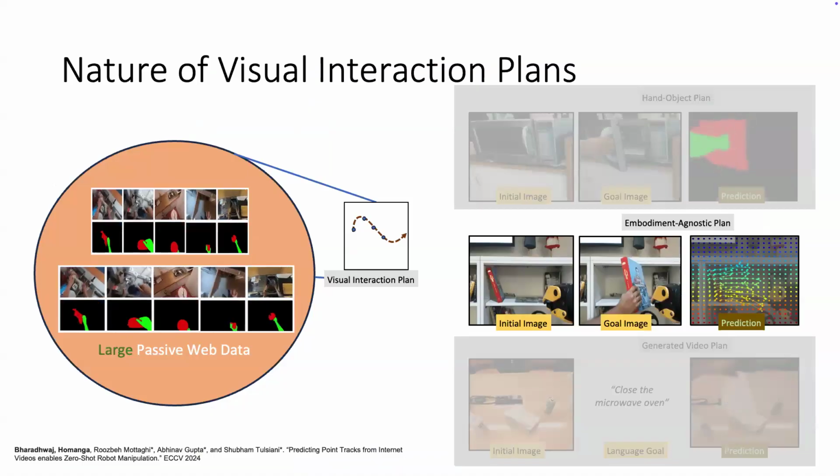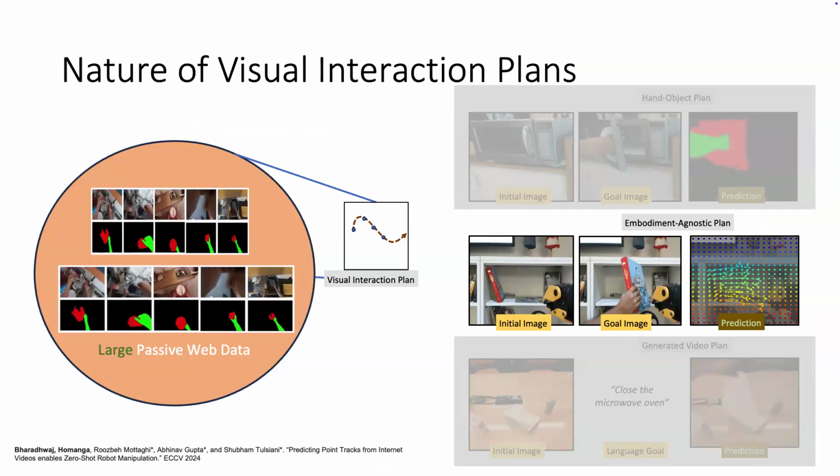Okay, so that was the first part, where we were using segmentation as a way to build the visual interaction plan. Next, we wanted to try something which does not have this idea of embodiment. In the visual interaction plan with segmentation, we assume that there's a hand and there's an active object. But in this one, we want to use track points, dense track points, to represent the changes. There are two benefits of this.